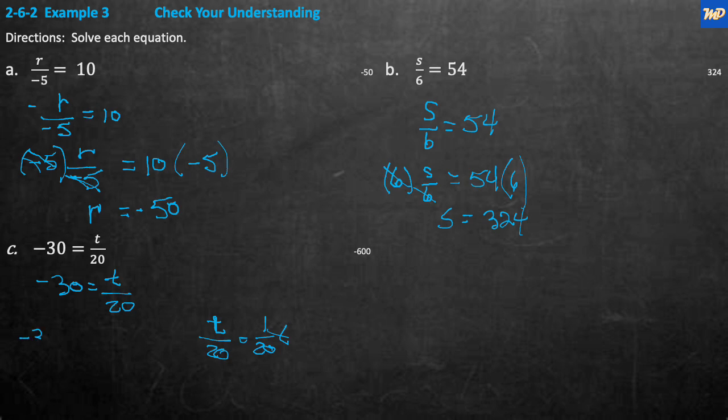We have to multiply each side by 20. So we have negative 30 times 20 is equal to t over 20 times 20. These 20s cancel. The one lone t remains positive. And 30 times 20 is 3 times 2 is 6 with 2 zeros, 600. And there's one negative sign, not 2. So it's negative 600. t equals negative 600. Very good.